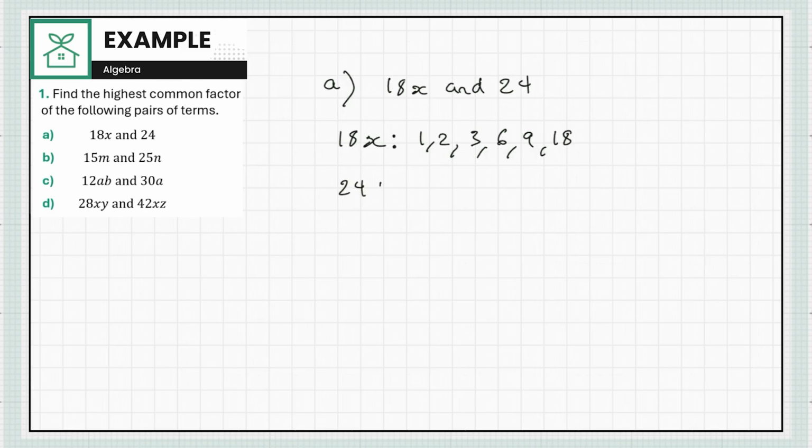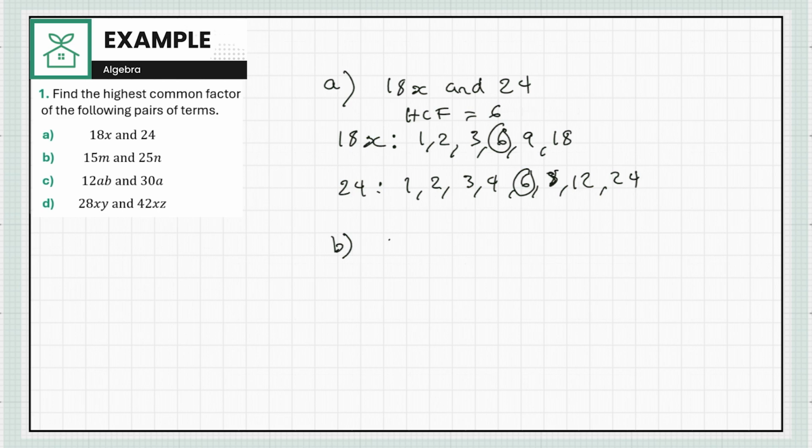So 24 factors, we have 1, 2, 3, 4, 6, 8, 12, and 24. So for this one, the highest common factor for each of them is just going to be the number 6. That should be an 8. Alright. So the HCF here is just 6 and the pronumeral hasn't done anything and we can just ignore it.